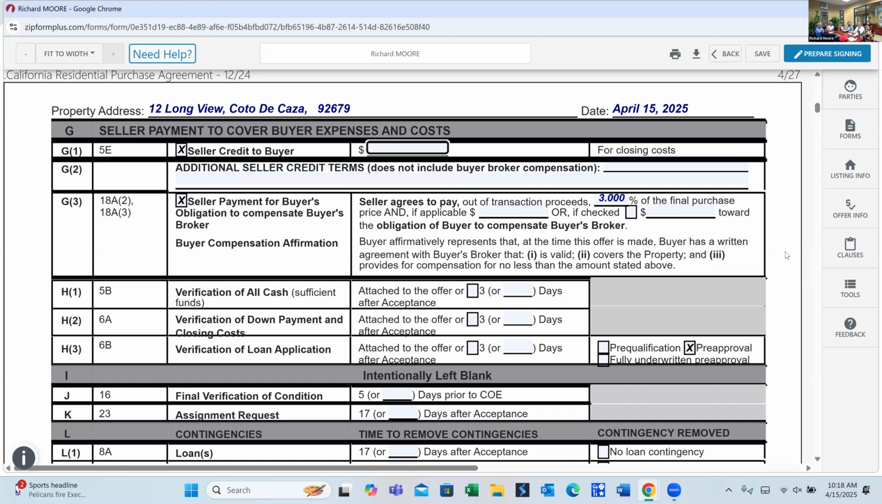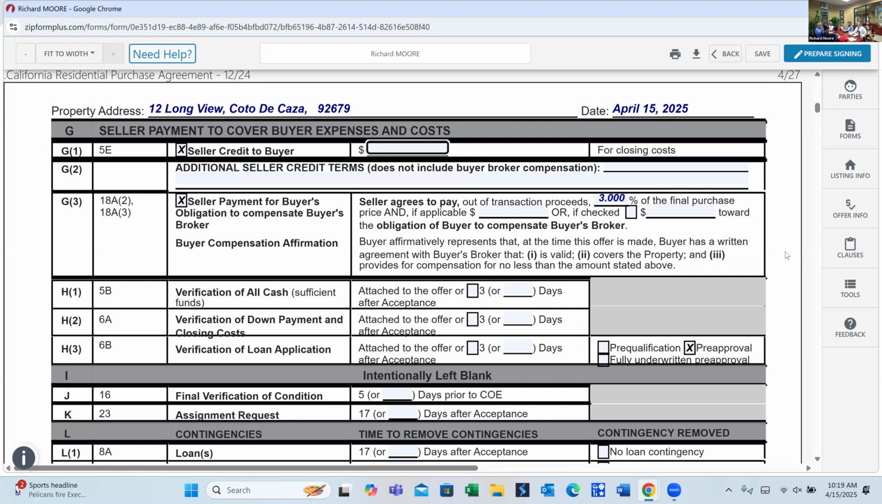And this is very important, section G3, seller payment for buyer's obligation to compensate buyer's broker. If you're representing the buyer and you want the seller to pay the buyer's agent's commission, then you need to complete this block. I can assure you that I've witnessed examples in which it wasn't completed and the seller did not pay the agent's commission. So that's a hardship, right? Now you're working for free possibly, depending upon how you fill out the buyer representations and the compensation agreement.